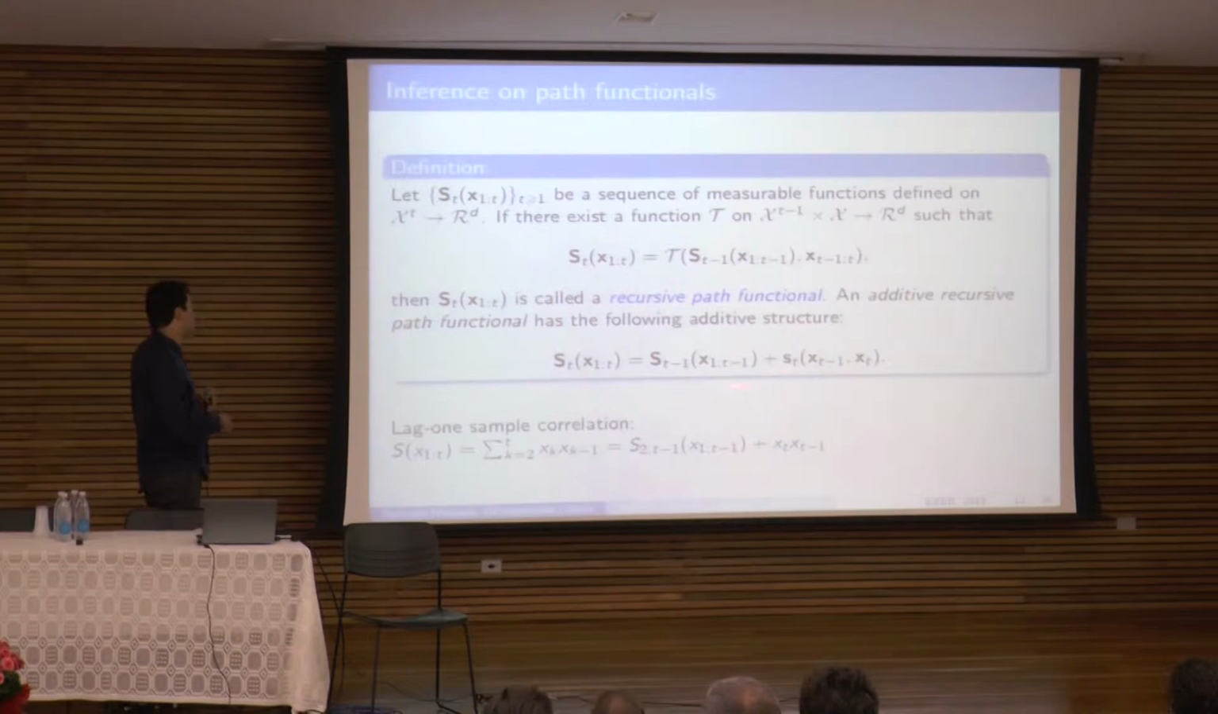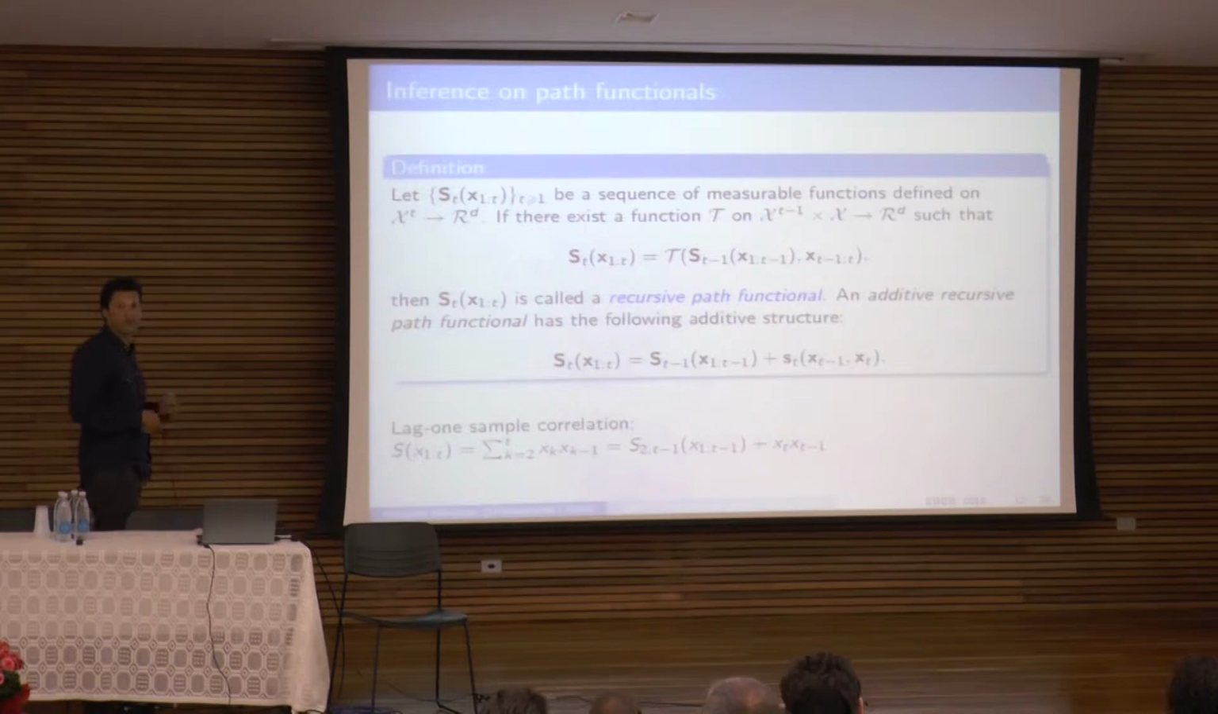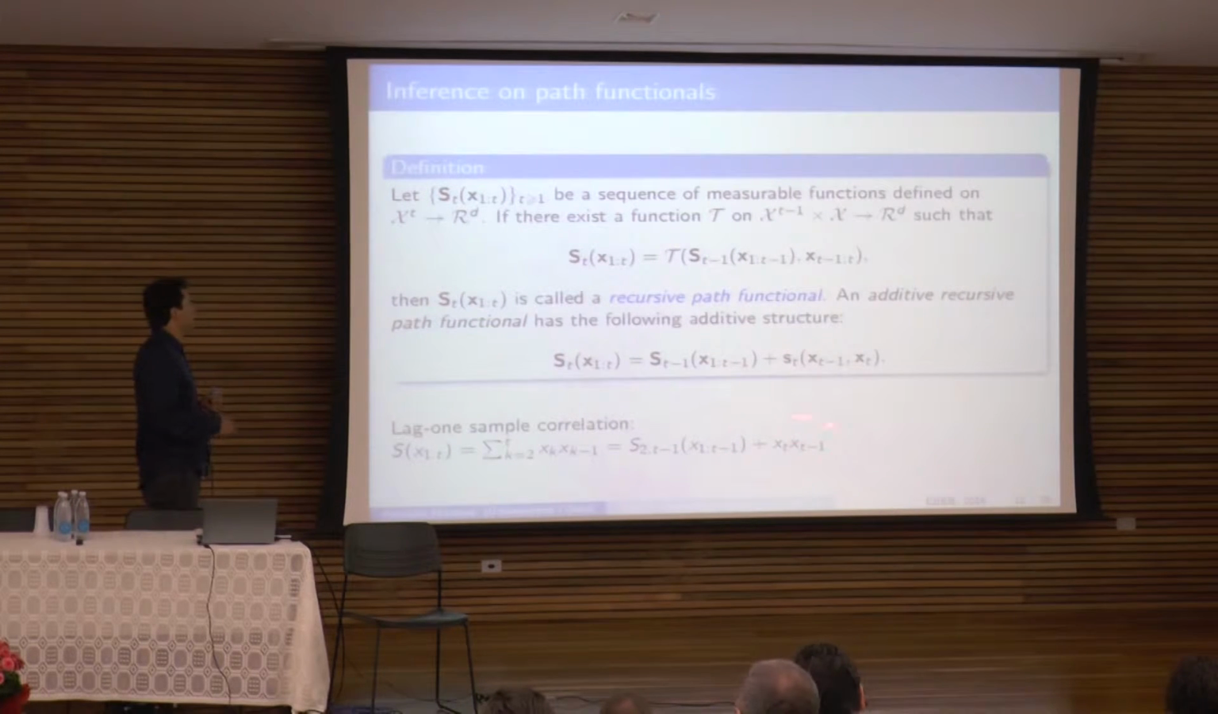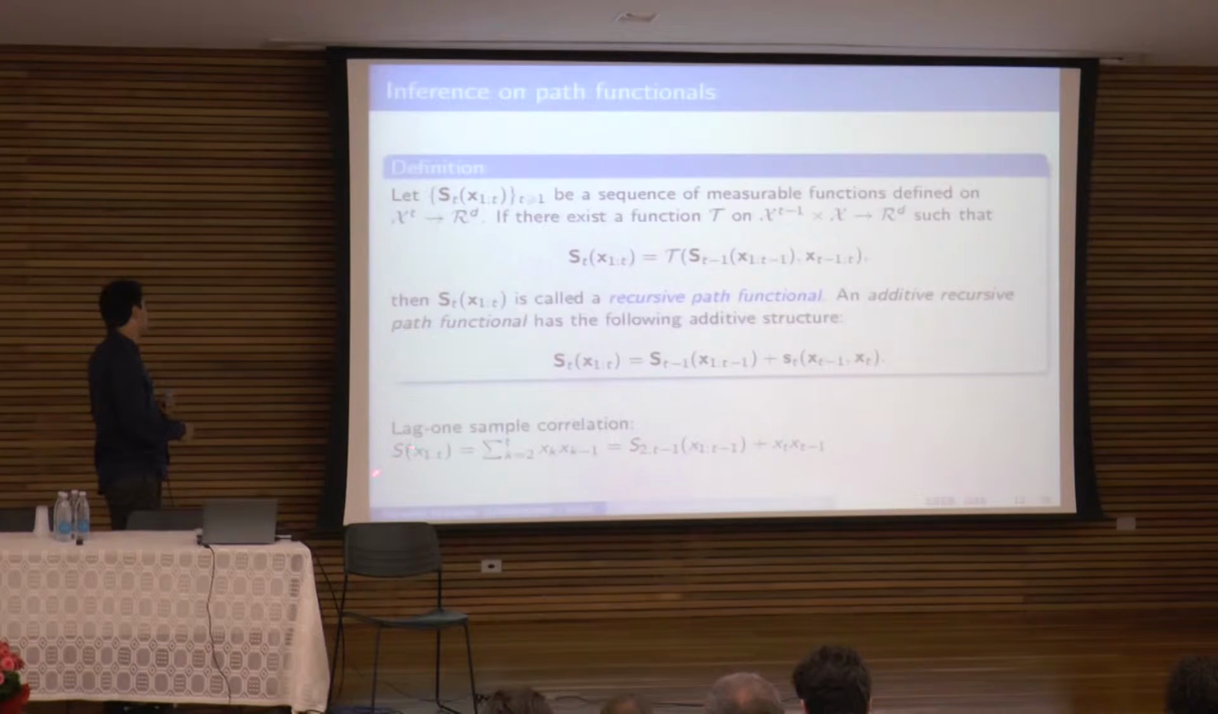For instance, in a simple case here, you can combine it in an additive way. A very simple example is the lag one sample correlation, where you can use x_1 to t minus 1, and add this term here to compute the lag one sample correlation of x_1 to t.